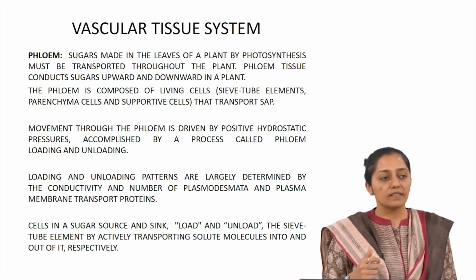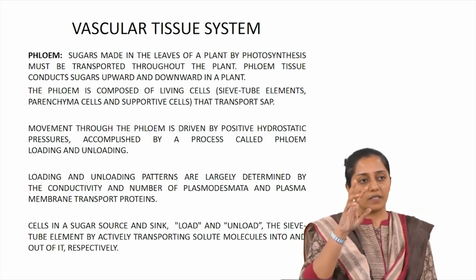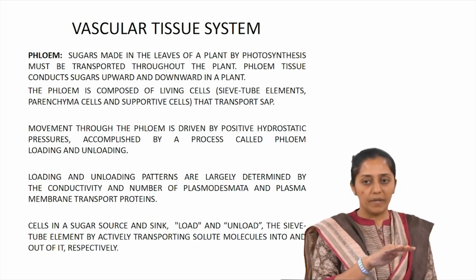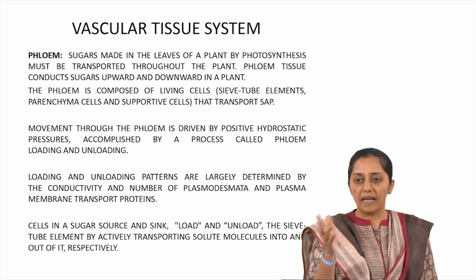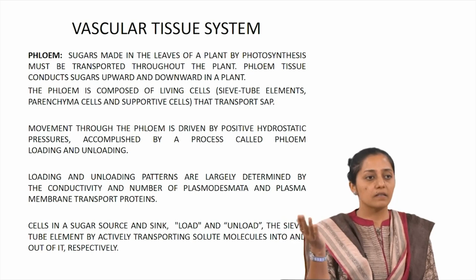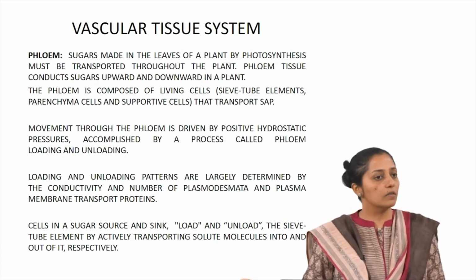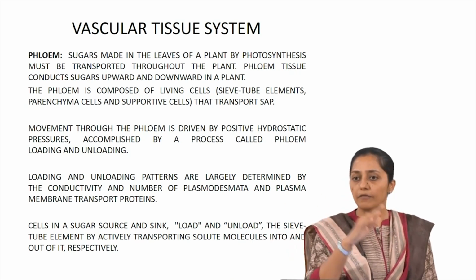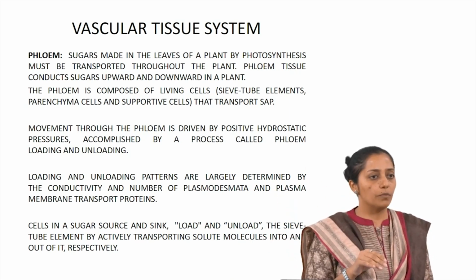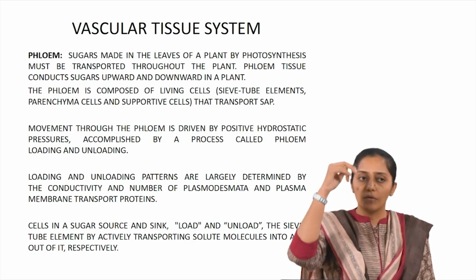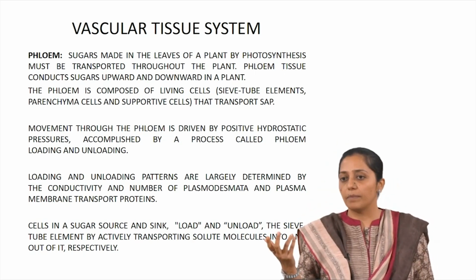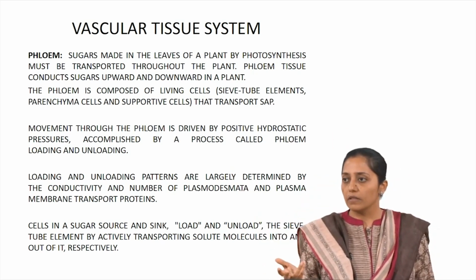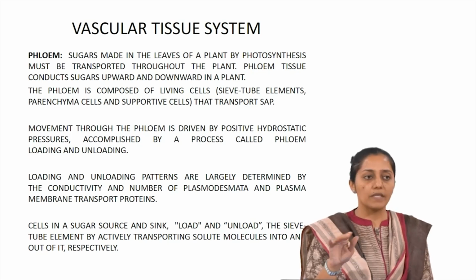So how do you think this is happening? Sugar in the sieve tube elements to begin with is not present. So it can be through active transport or passive. Active, when it is to the sink, it has to be transported to the sink. Passive, it can be from the source to the sieve tube elements. But then how in the sieve tube elements is the flow happening? It is lateral also, down also, up also.